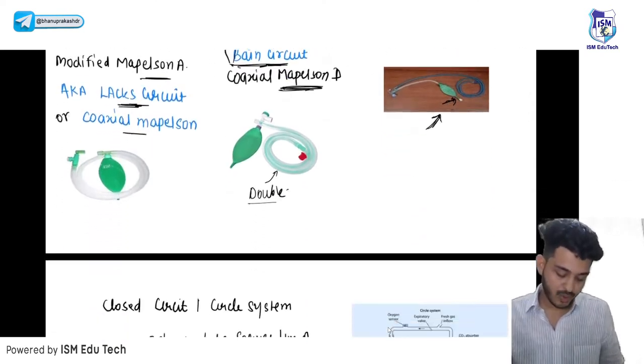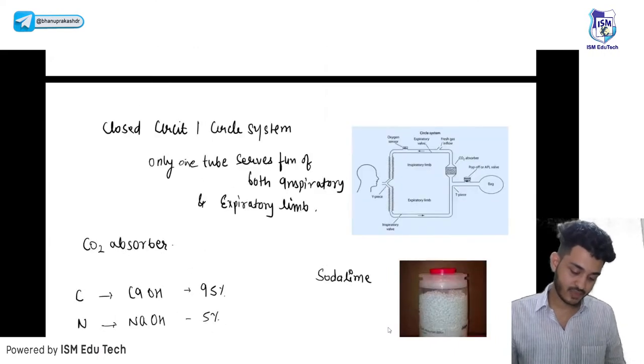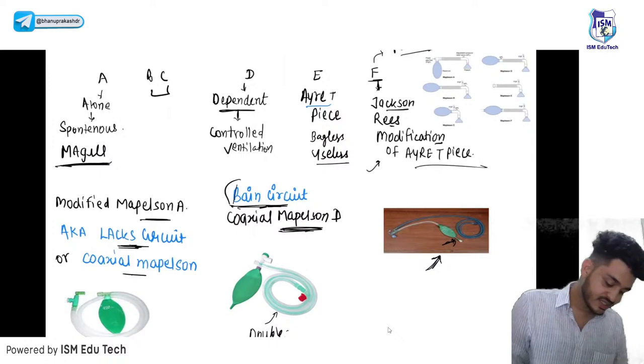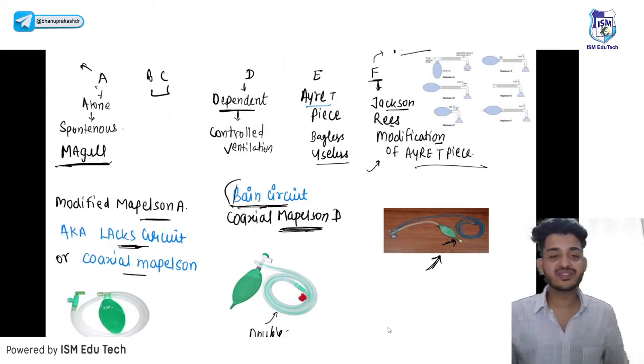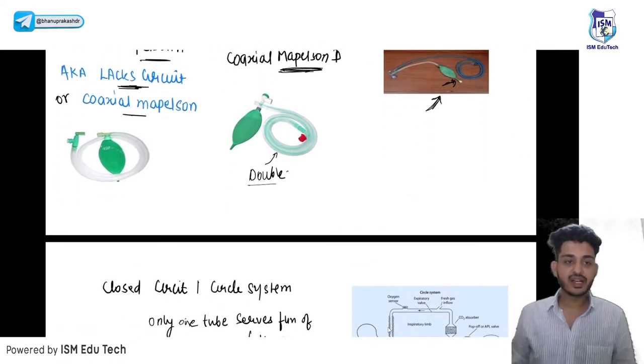Okay, let's talk about the closed circuit system. Okay, closed circuit system, one more thing, this is the circuit of choice for spontaneous ventilation, and this is the circuit of choice for controlled ventilation. Okay, controlled. Naam yaad rahega.